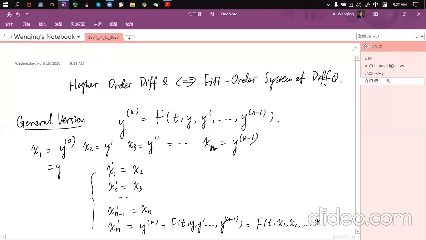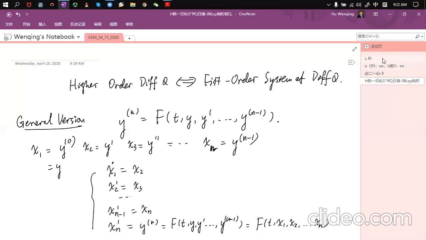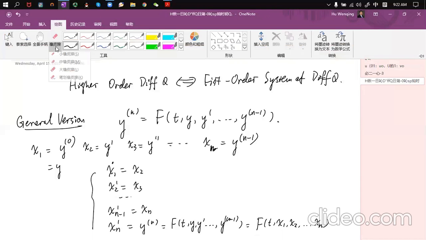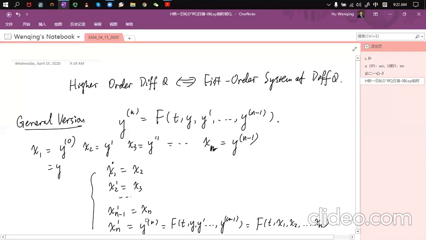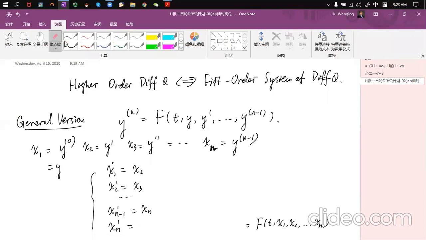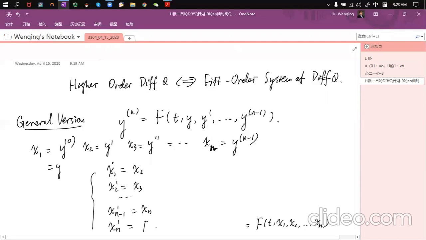And is that good? So xn is equal to yn minus 1. So this is the whole differential equation in a clear way. In a clear way, it should be written so we can ignore this. We don't need this, so we can simply write everything as xn derivative is f of t, x1 up to xn.